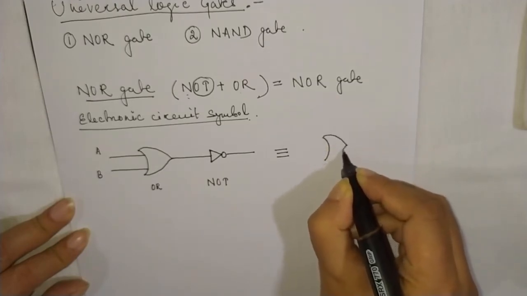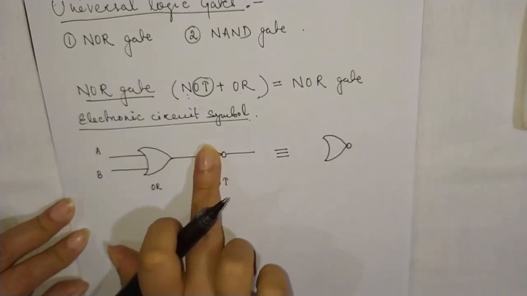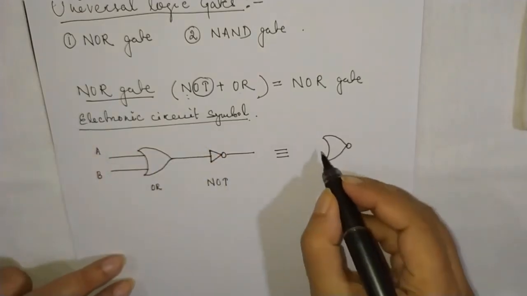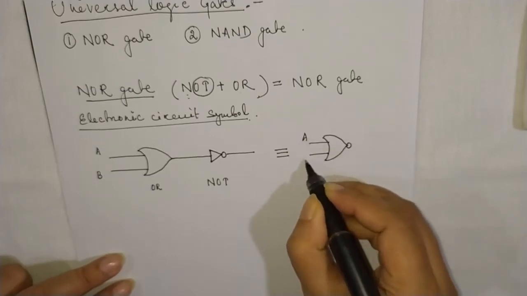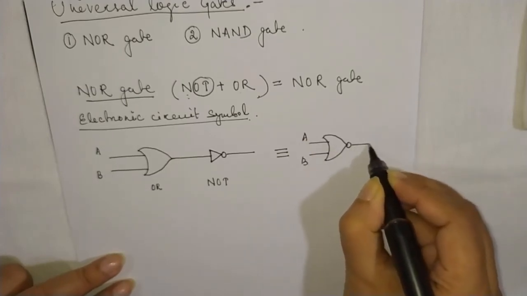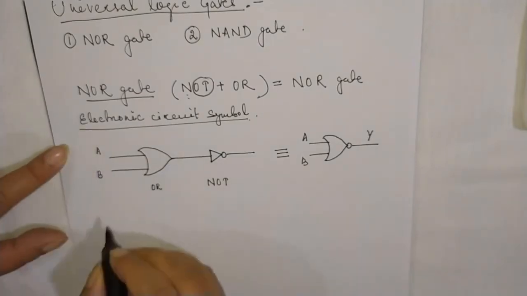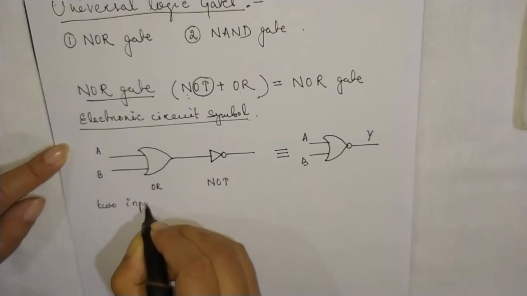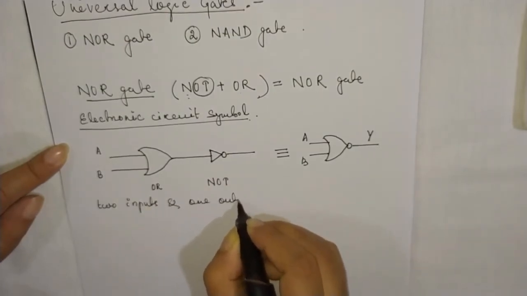So what we have to draw? You have to just remove this triangle and take this dot and join over here. So it has also two inputs, that is A and B, and one output, that is your Y. So that means the NOR gate has two inputs and one output.